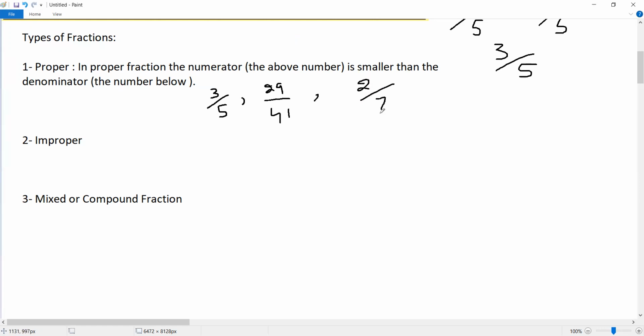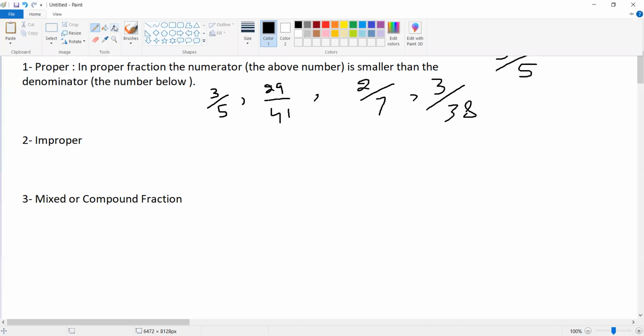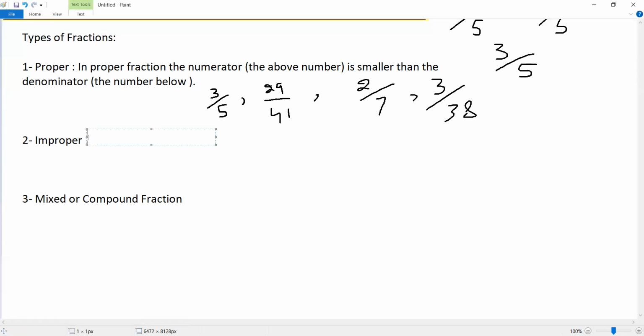2 over 7, 3 over 38. All these fractions are called proper fractions. Why proper? Because here the numerator is smaller and the denominator is bigger. So this kind of fraction is called a proper fraction. Now we go to our next type of fraction, that is improper fraction.